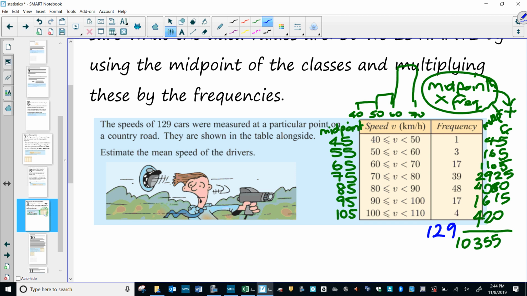Yes, but this is the total of the frequencies. And then we've added up our total of our green numbers, which were our multiplication situation. Let's just check that we're actually finding the mean.